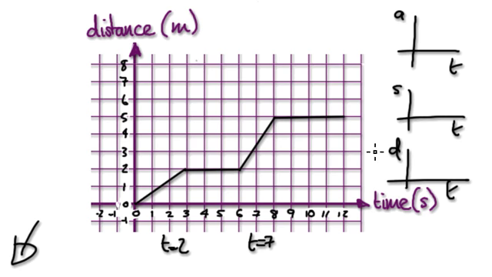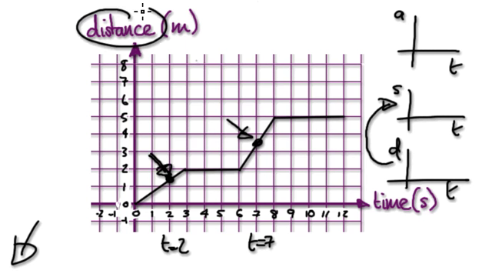You're being asked about the speed. When given a distance time graph, if you want to know the speed, then you've got to consider the gradient. So the speed at time equals 2 would be the gradient here, and the speed at time equals 7 would be the gradient here. It boils down to which is the steepest gradient, because the gradient of the distance time graph represents the speed.